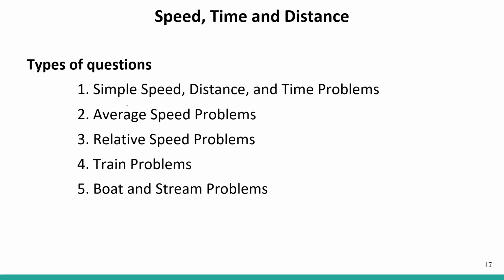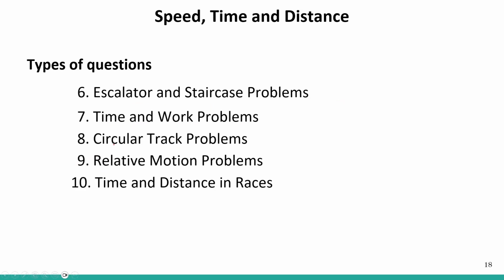The first kind of question will be based on simple speed, distance and time problems. The second will be on average speed problems. The third will be relative speed problems. The fourth will be train problems. Fifth will be boat and stream problems. The sixth will be escalator and staircase problems. These are very interesting scenarios where we can see how speed, distance and time juggle with each other and give us different scenarios with different kinds of surprises.